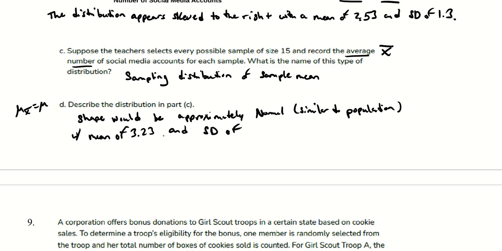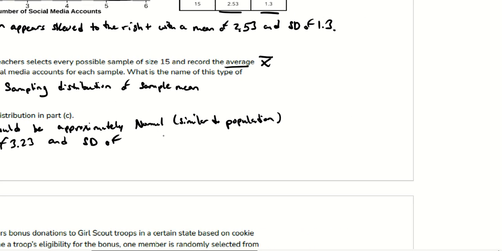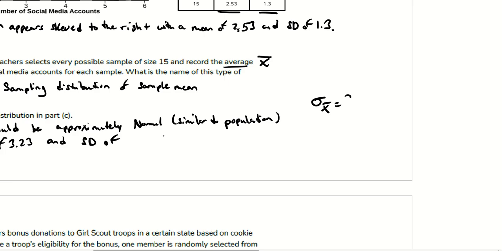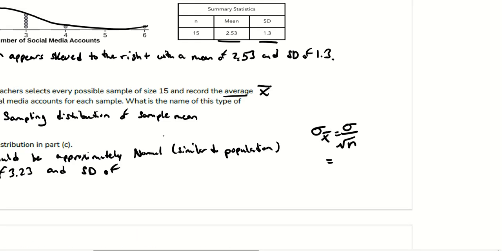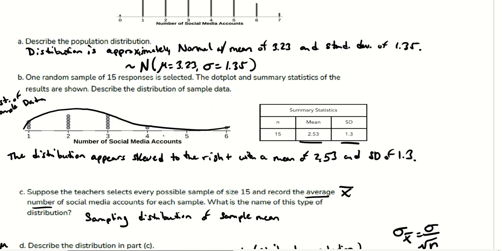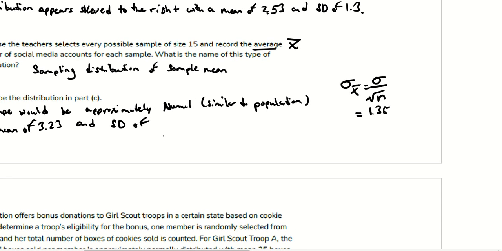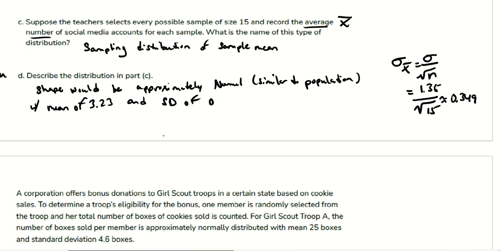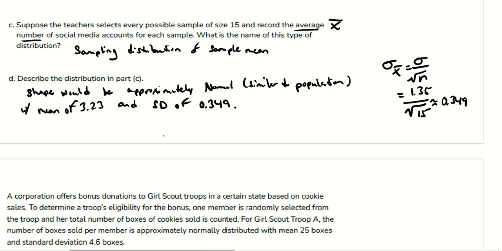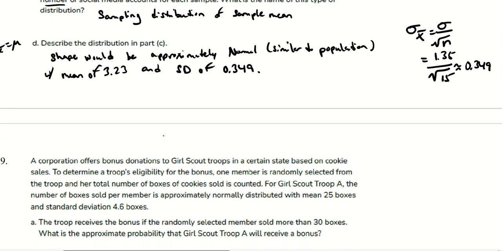Now the standard deviation is going to be different, so we need to calculate that. Let's do that over here. The standard deviation is going to be sigma over square root of n, assuming the 10% condition is satisfied. The original standard deviation is 1.35, so it's going to be 1.35 over square root of 15. And so that's going to be 0.349. Okay, so there you go. That takes care of that.